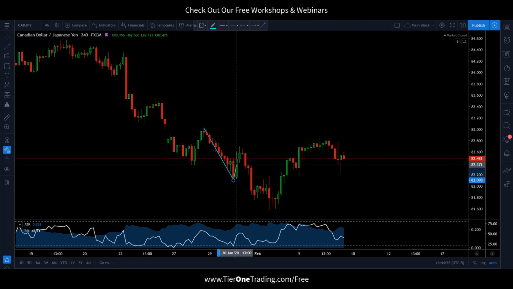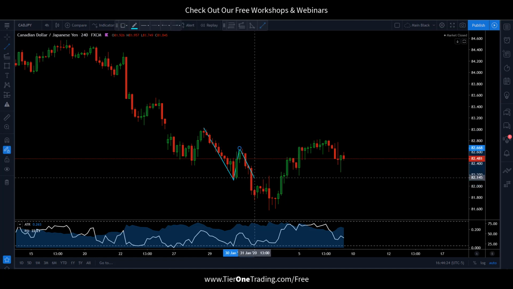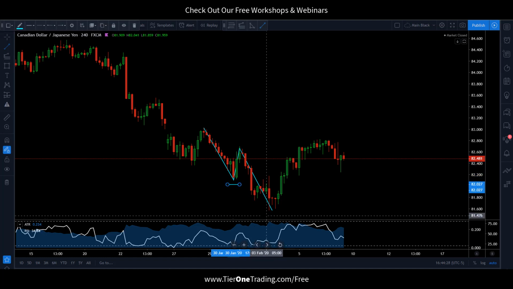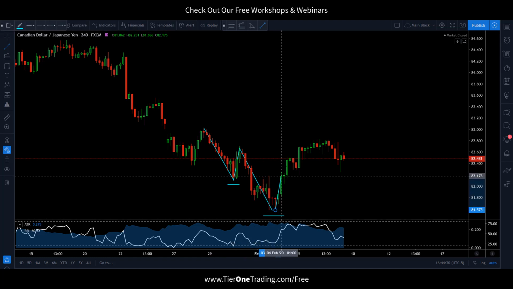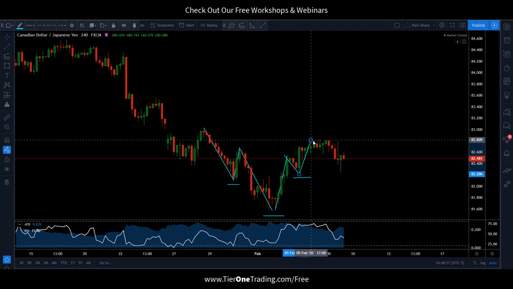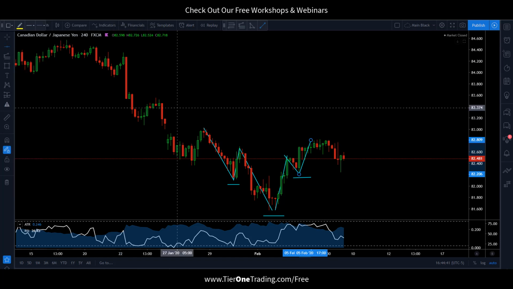Price action extended down, we retraced up, we extended down, giving us a head. This is going to be our left shoulder. This is going to be called our head. We then retrace back up here. Boom, we have a symmetrical right shoulder. And then we finally broke and closed above that neckline, both slanted and horizontal. I'll draw both of those in.